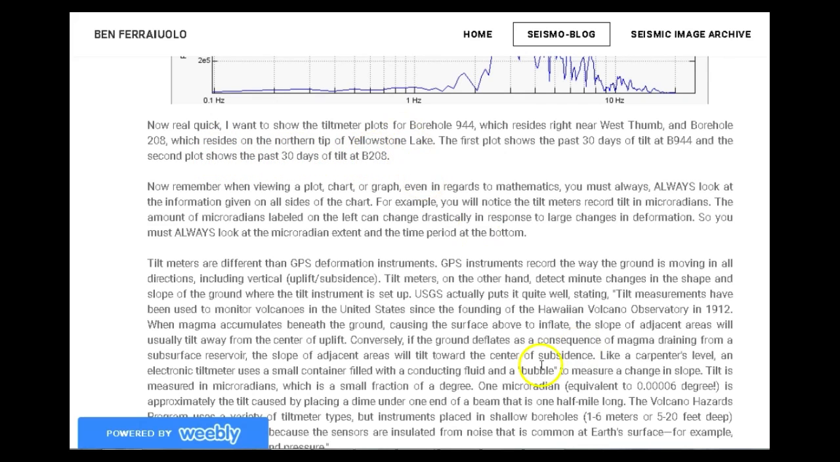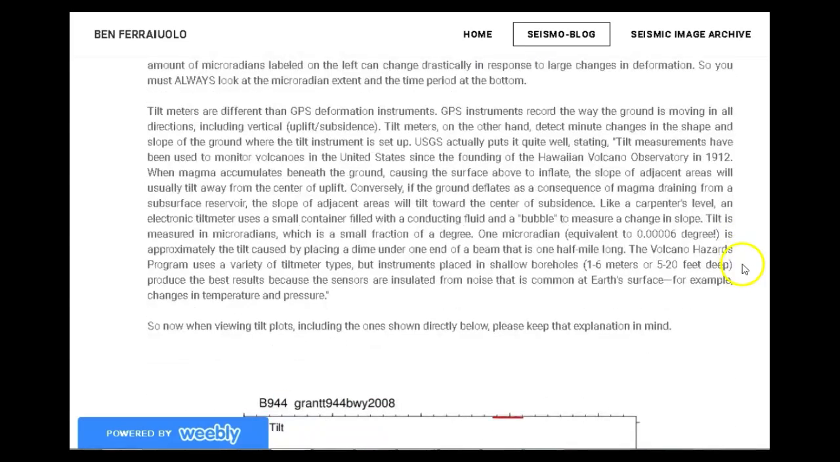Now, remember when viewing a plot, chart, or graph, even in regards to mathematics, you must always look at the information given on all sides of the chart. For example, you will notice the tilt meters record tilt in microradians. The amount of microradians labeled on the left can change drastically in response to large changes in deformation, so you must always look at the microradian extent and the time period at the bottom before you look at the plot itself. Tilt meters are different than GPS and deformation instruments.